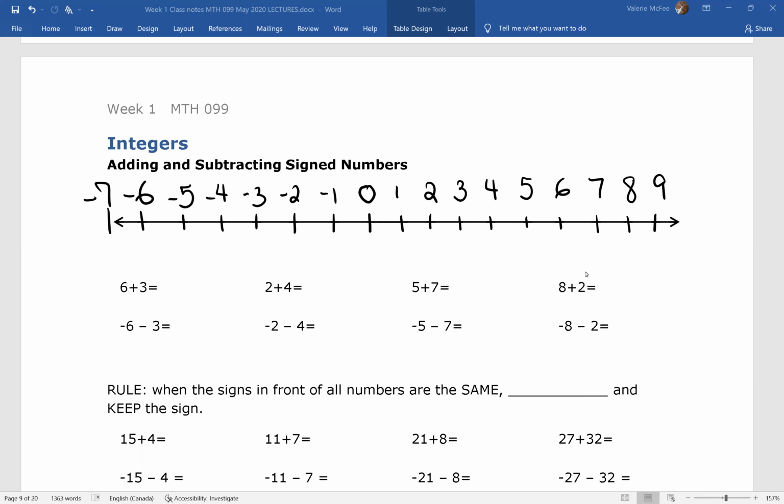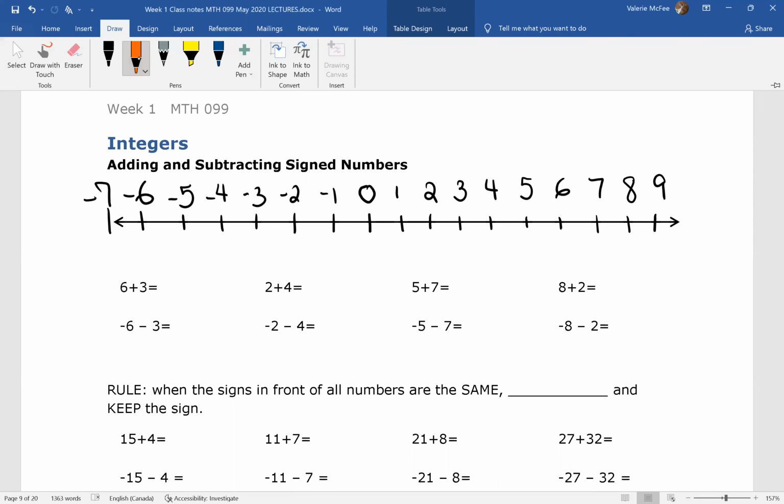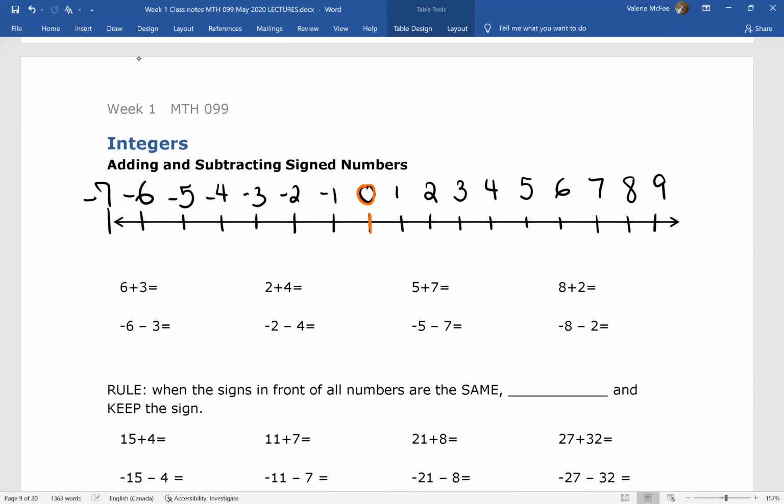You'll see I've put numbers onto my number line. We have 0 in the center of our number line, and then our positive numbers are moving to the right and our negative numbers moving to the left. This is always how we label numbers on a horizontal number line. And when we're adding, we're going to move towards the right, and when we're subtracting, we're going to move towards the left.